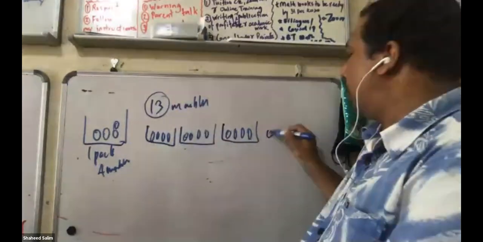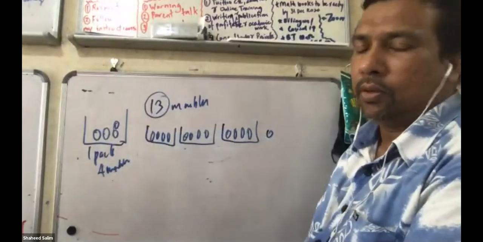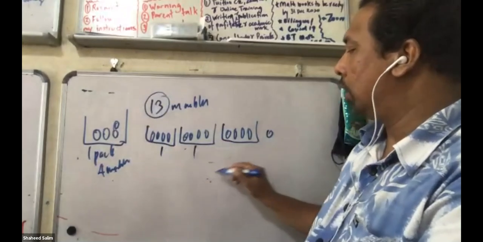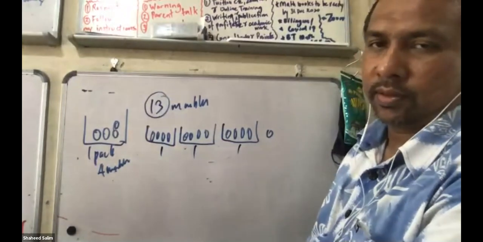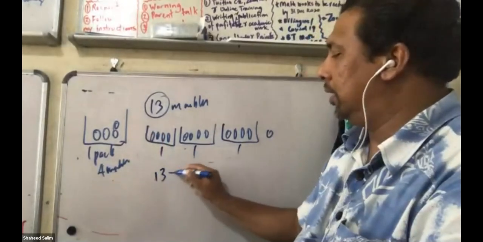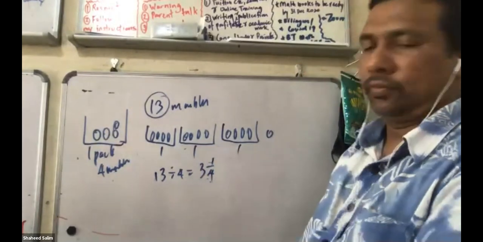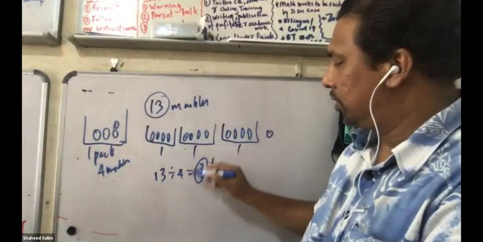You have 13, so 1 more marble, where do you put it? You don't put it in any container, there's only 1. So you have 1 container, 2 containers, 3 containers. How to get the answer 3 containers? 13 divided by 4. You get 3, balance 1 over 4. This 3 means 3 containers.